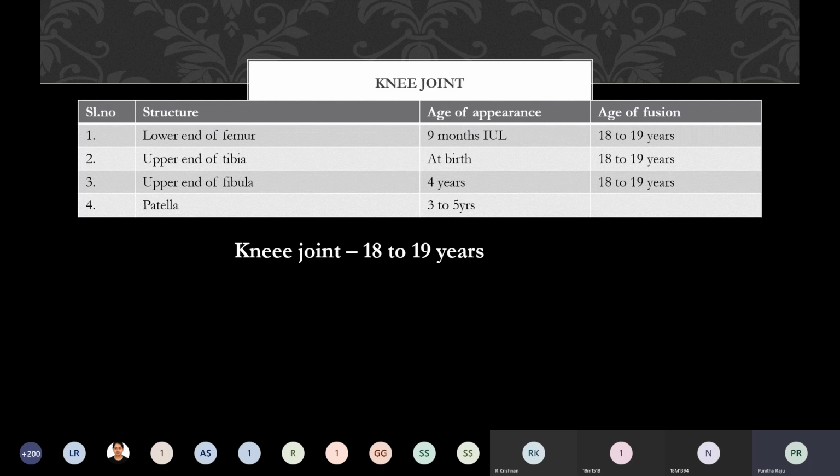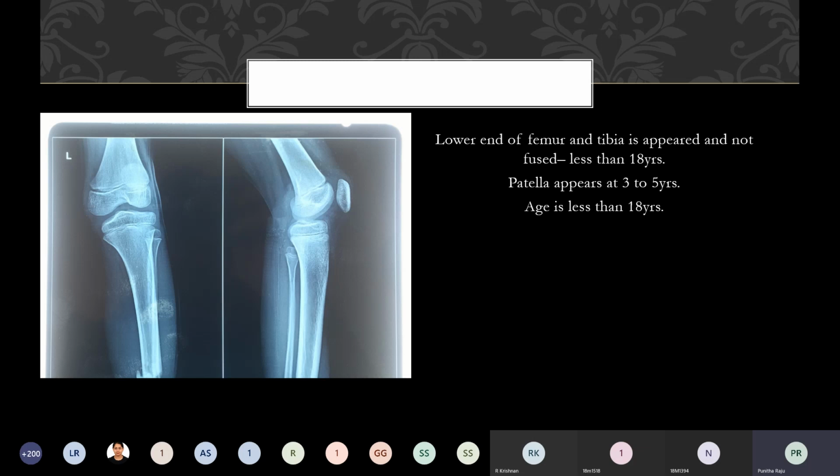Okay, is it visible now? Yes, ma'am. Okay, fine. So in this slide I've already told you the age of appearance of the lower end of femur, upper end of tibia, fibula, and patella. So next we will go to the next slide.